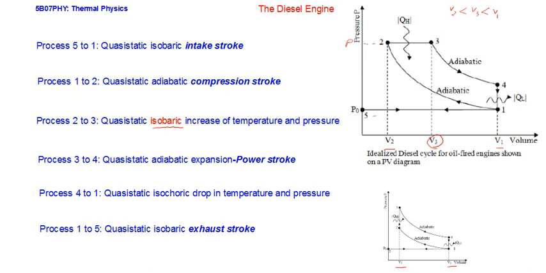That is a closed cycle. And as we have explained previously, 5 to 1 and 1 to 5 will be getting mutually cancelled out. So that is not usually counted in the efficiency calculation.